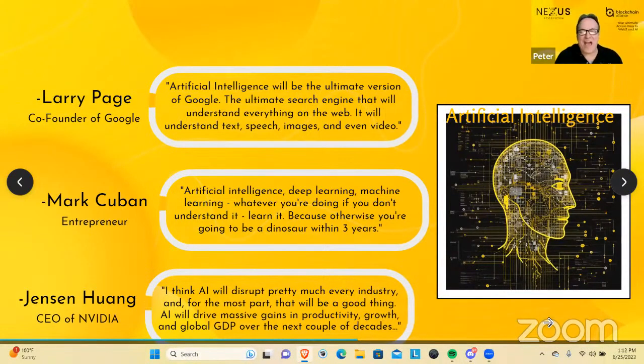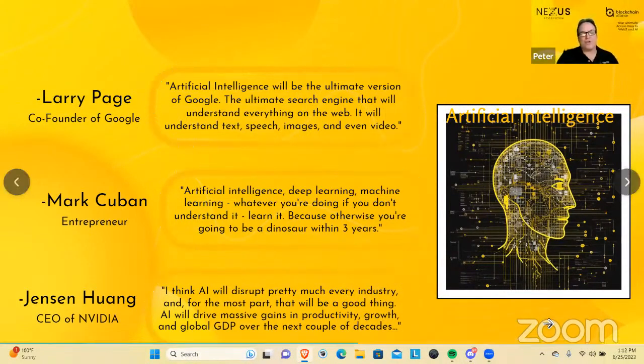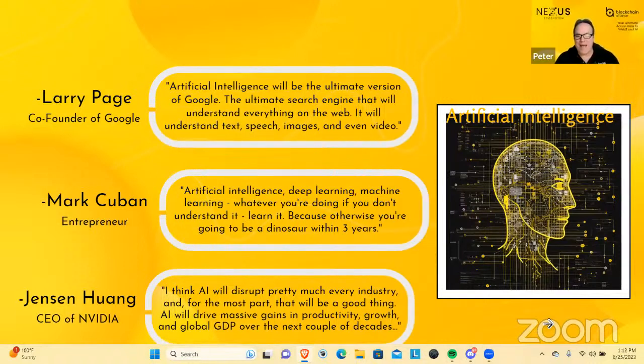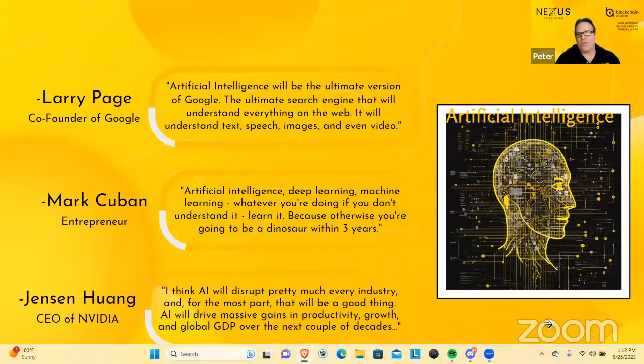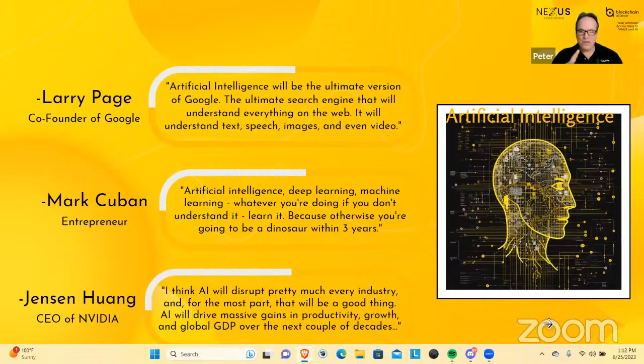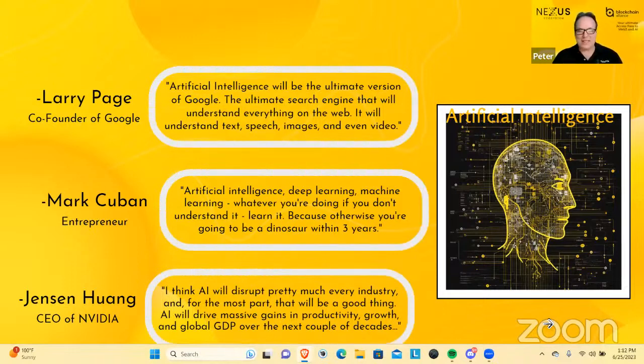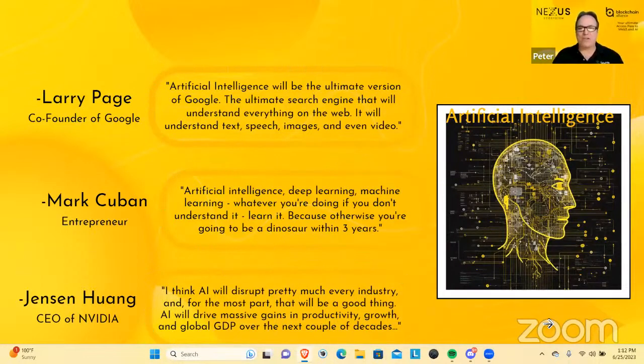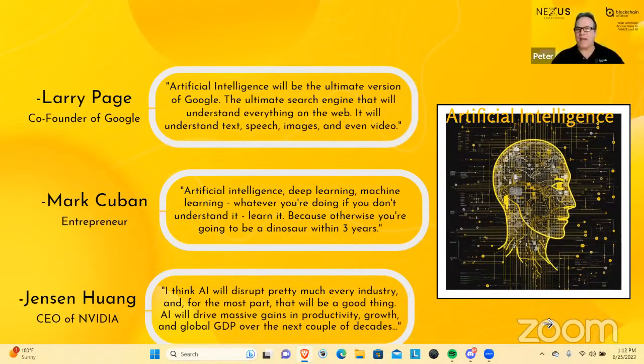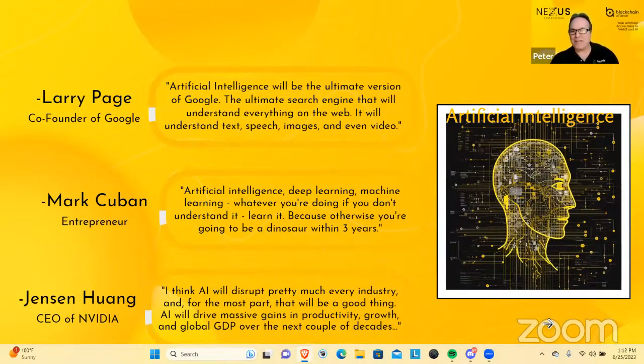All right, I think AI will disrupt pretty much every industry, and for the most part, that will be a good thing. AI will drive massive gains in productivity, growth, and global GDP over the next couple of decades. Look, guys, this is what the web did. The web basically drove gains in productivity, growth, and global GDP. The Industrial Revolution did the same thing. What this means is massive financial opportunity. That's what that means. So what does that mean for you?